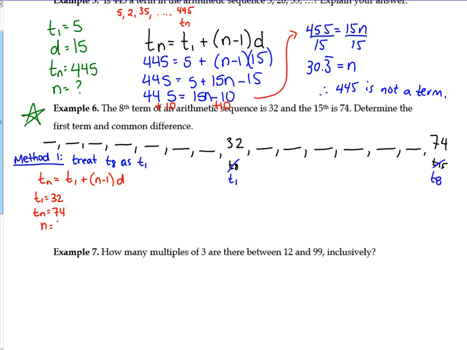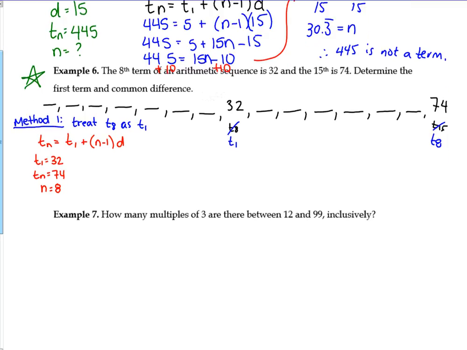like you said, n would be 8, right? Because these two go together. T of n, so term 8 is 74, so n is 8. They go together, right? These two should always coincide with the same ends. So we're going to treat that as a last term and now solve for our common difference. So let's do that.